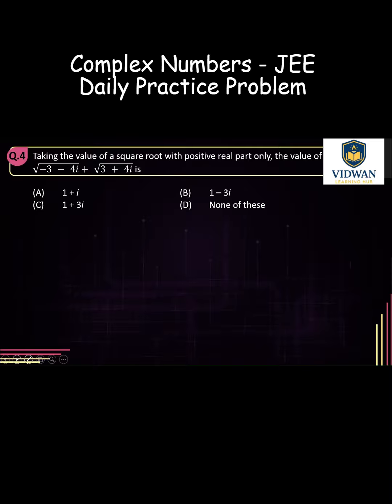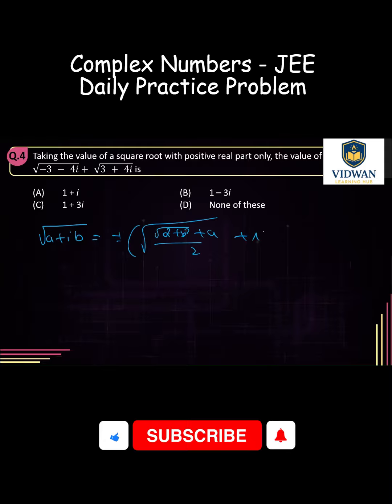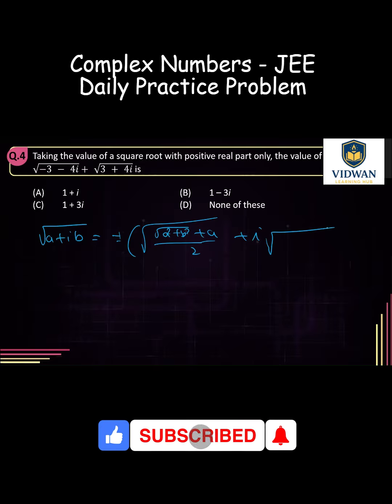So we have to find out the square root of this with positive real part. So if I have to write down the square root of a plus ib, we already derived the result. The formula is plus or minus root of (root of a square plus b square plus a) by 2, plus i times root of (root of a square plus b square minus a) by 2. This is the formula to find the square root.